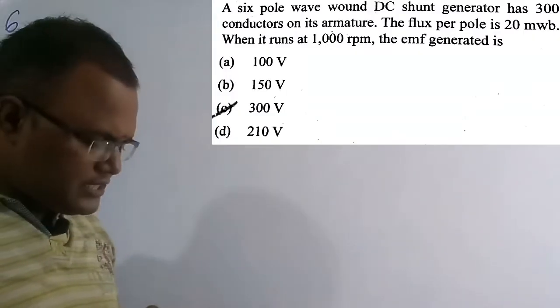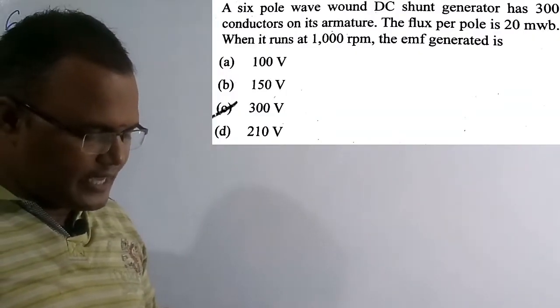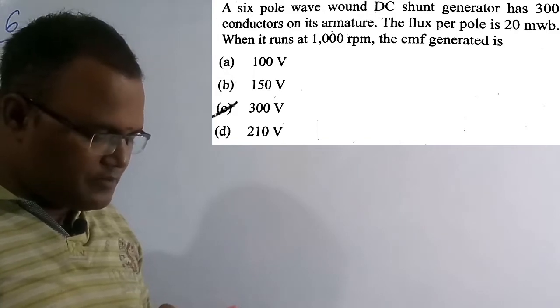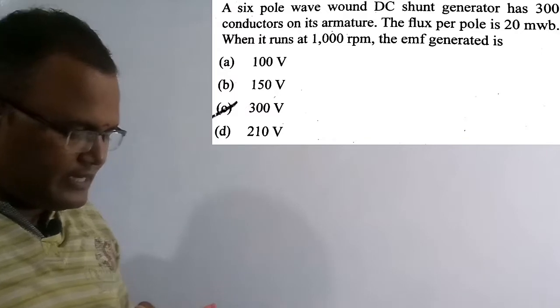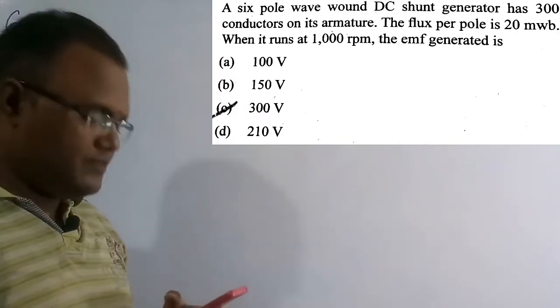So now we are going to solve the sixth question. See the question here. A 6-pole wave-wound DC shunt generator has 300 conductors on its armature. The flux per pole is 20 milliweber and when it runs at 1000 rpm, the EMF generated is?